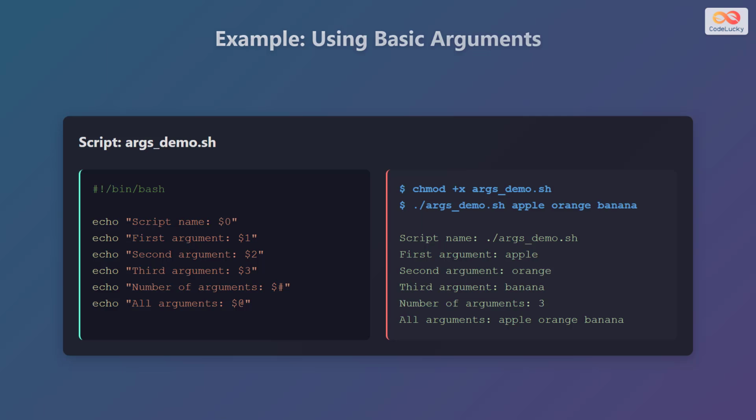To run this script, first make it executable by using the command chmod +x args_demo.sh. Then, execute the script with the command ./args_demo.sh followed by the arguments apple, orange, and banana. The output shows the script name, the first, second, and third arguments, the number of arguments which is 3, and all the arguments.